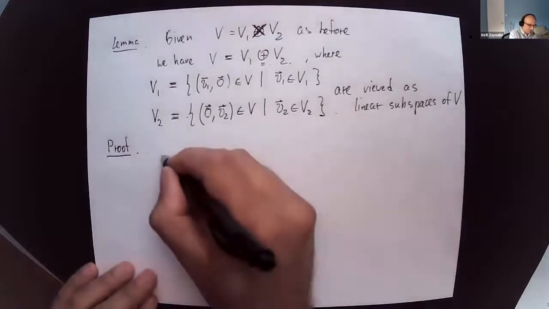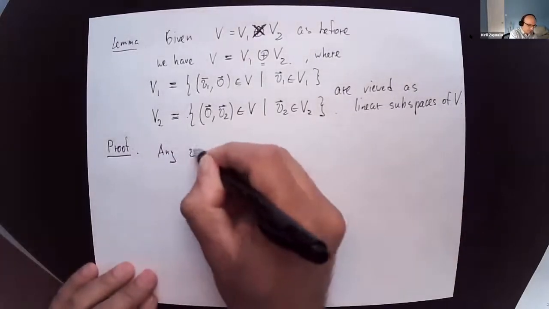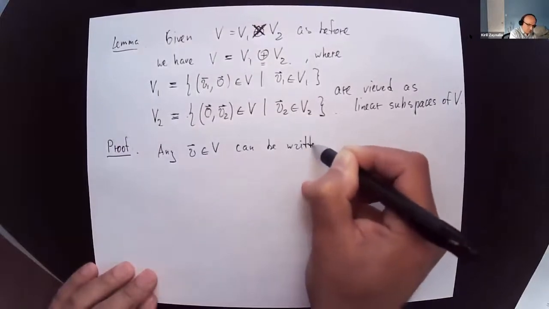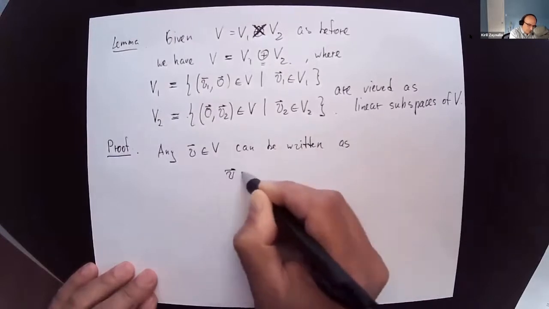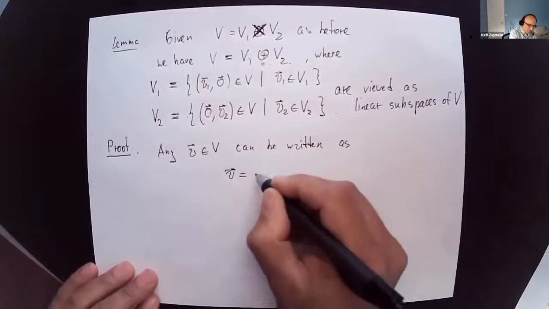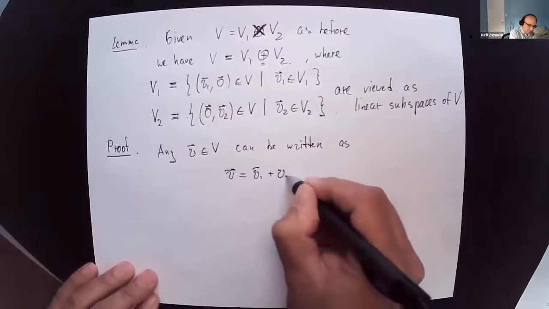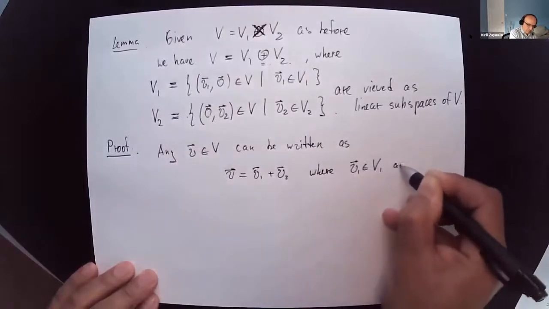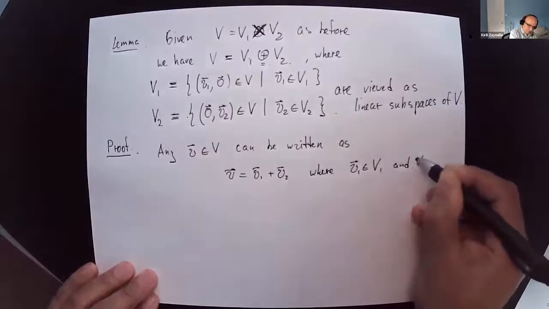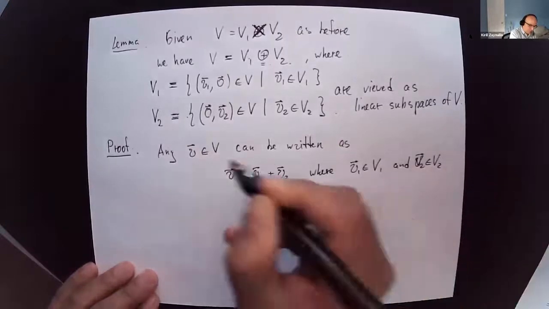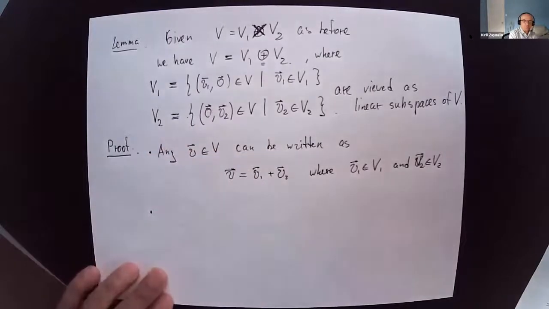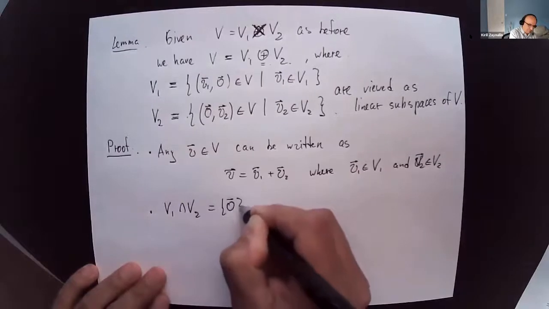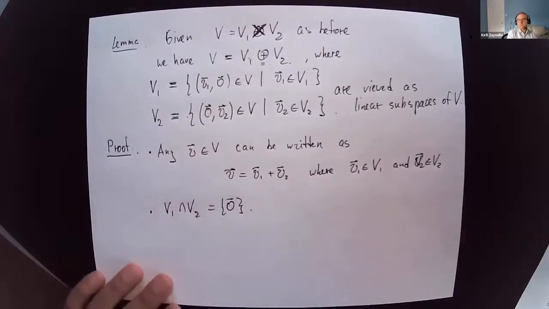So first is that any vector V from V can be written as the sum of two vectors. So let's put it this way, V1 plus V2, where V1 is from V1 and V2 is from V2. And second property, let me just remind you, we need to verify that V1 intersect V2 is 0. It's a 0 subspace. It consists of only 0.